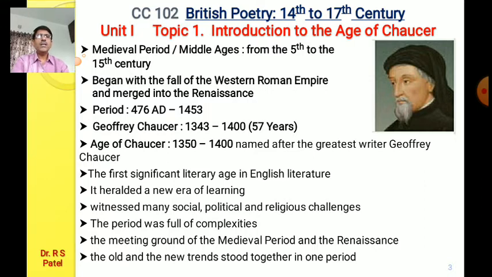So here in this slide, in the very second line, second point, we have mentioned that it began with the fall of the Western Roman Empire and merged into the Renaissance. Means the medieval period began with the Western Roman Empire's fall, and it merged, means it ended, with the Renaissance. So let us try to understand.